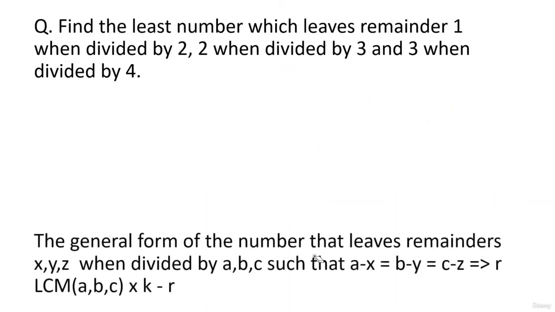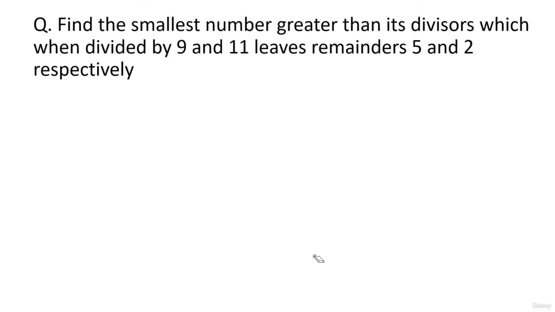Okay, the general form of the number that leaves remainders x, y, and z when divided by a, b, and c, such that the difference of a with its remainder x, b with its remainder y, and c with its remainder z, all these differences are equal, and that's equal to r. So the general form of this number will be any multiple of the LCM of the divisors minus the common difference r. Okay, this is exactly what we call the LCM model 2. And let's go on to the next part now.